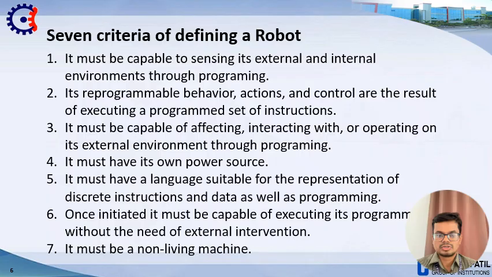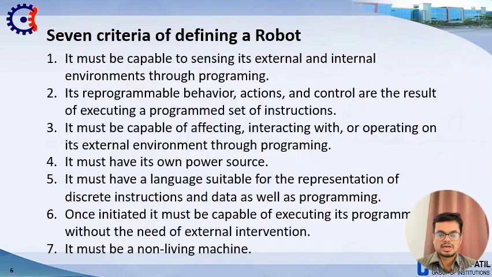Third point is that it must be capable of affecting, interacting with or operating on its external environment through programming. So if a robot is to be useful, it must be able to interact with the environment in which it is, or make changes in that environment to be useful. So it is one of the criteria to be fulfilled. Fourth point is that it must have its own power source. Power source is very important. If a robot needs to perform certain actions, it should have its own power source to be operational.